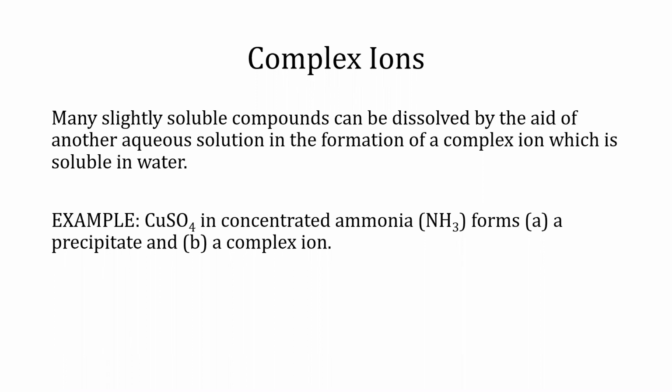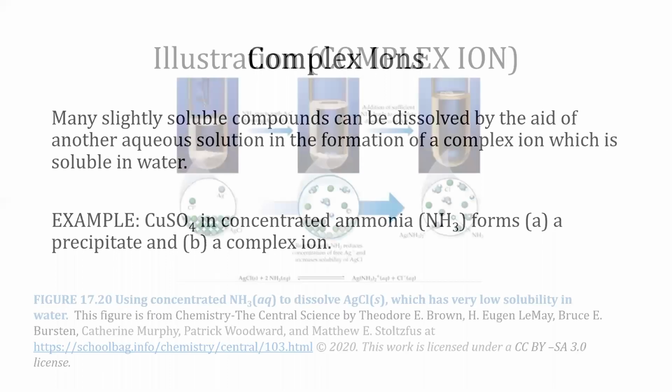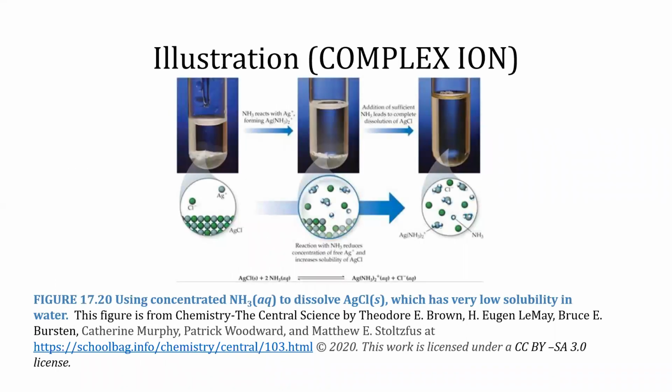Many slightly soluble compounds can be dissolved by the aid of another aqueous solution in the formation of a complex ion which is soluble in water. One example is CuSO4 in concentrated ammonia forms A, a precipitate, and B, a complex ion. This illustration shows AgCl has low solubility in water, but high solubility when combined with ammonia.